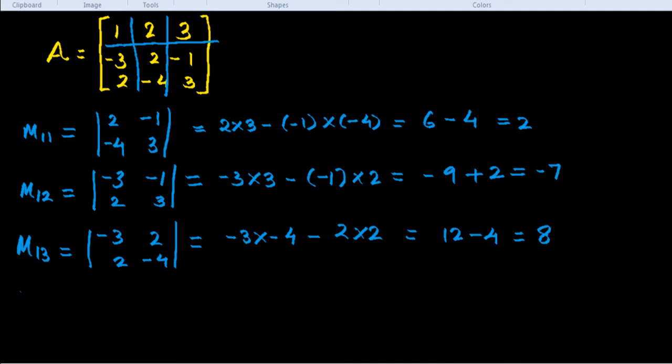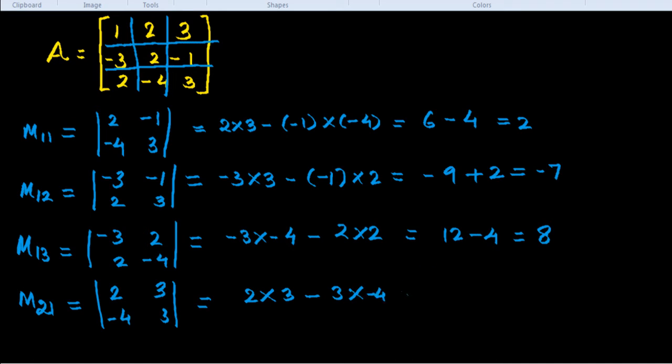Now M21. For M21, a21 is minus 3. So we leave this row and this column. The other remaining elements, 2 3, minus 4 3, we put here. Now we get 2 multiplied by 3 and subtract the off diagonal, 3 multiplied by minus 4. So we get 6 plus 12, which is 18.